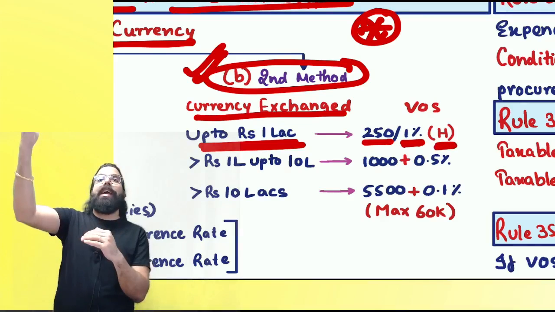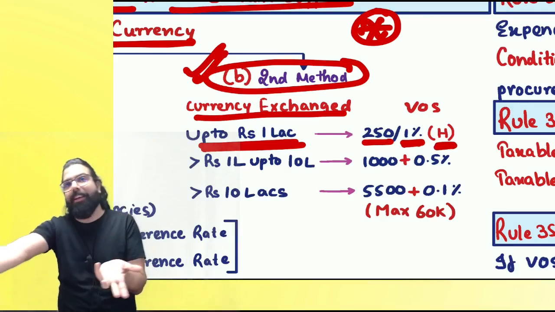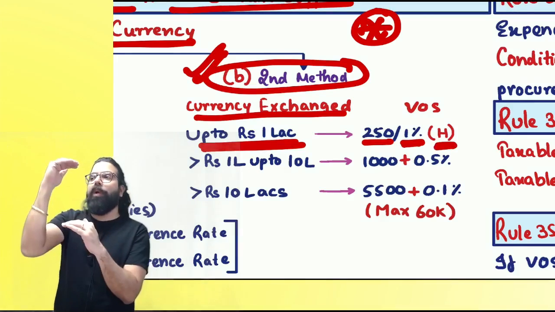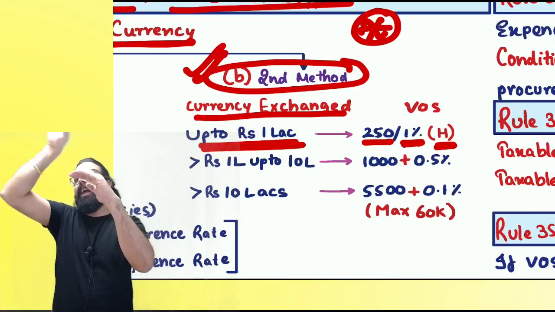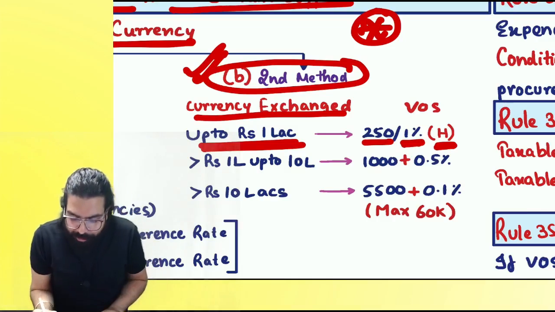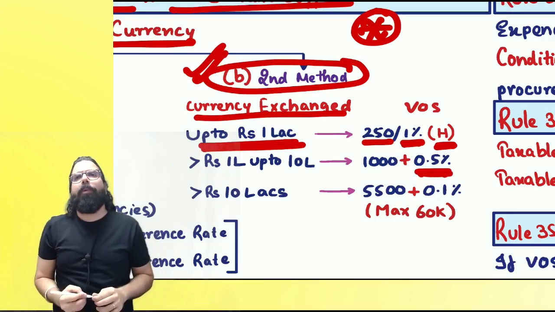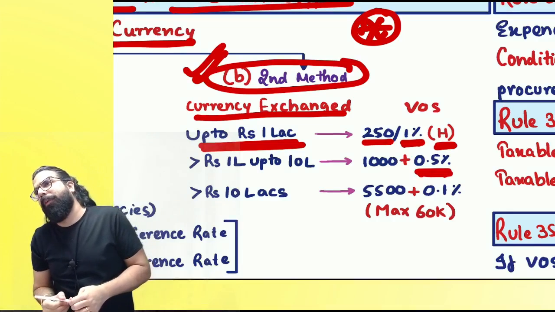Supposingly, you gave me 10 lakh rupees and you told, sir, can you exchange and give it to me? Now, 10 lakh may up to 1 lakh, so I will go ahead and charge you 250 or 1%. Above that, that 9 lakh rupees amount, sir, I will go ahead and charge you what, everyone? 0.5%. That will become my value of supply.